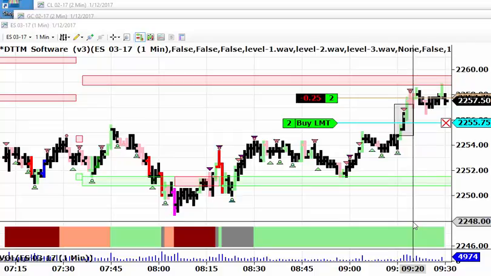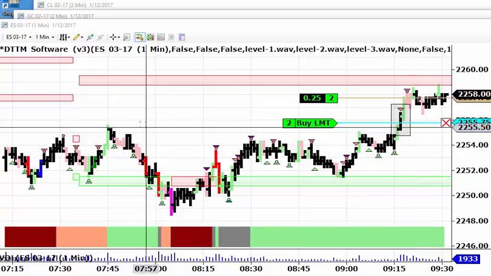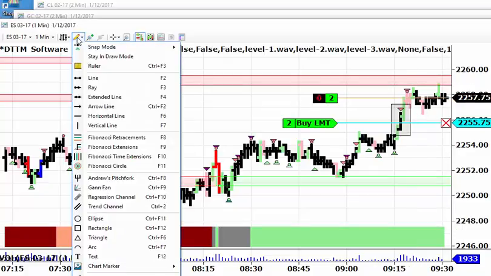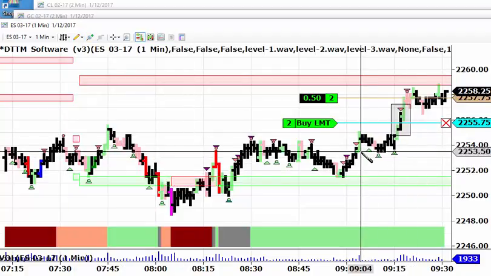We're looking at a 1-minute chart of the Emini S&P. It's the March 2017 contract. We've had a good sell-off today, and the market has rejected prices in the 2250, 2249 area, and has moved up here nicely. So you can see that with the Day Trade the Market software, it produces different kinds of structures. One of them is this high velocity move.